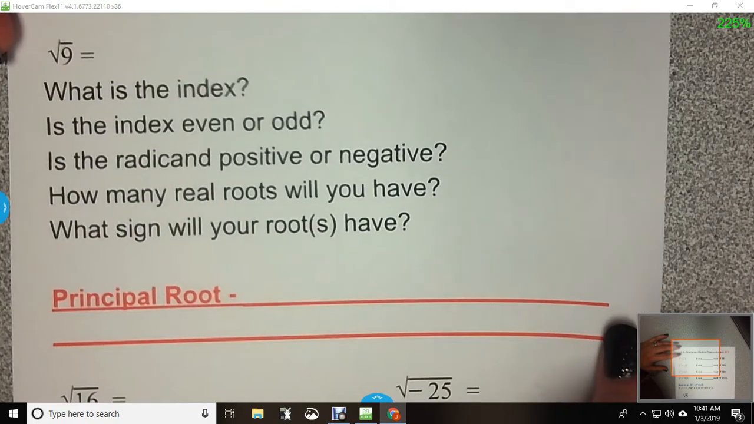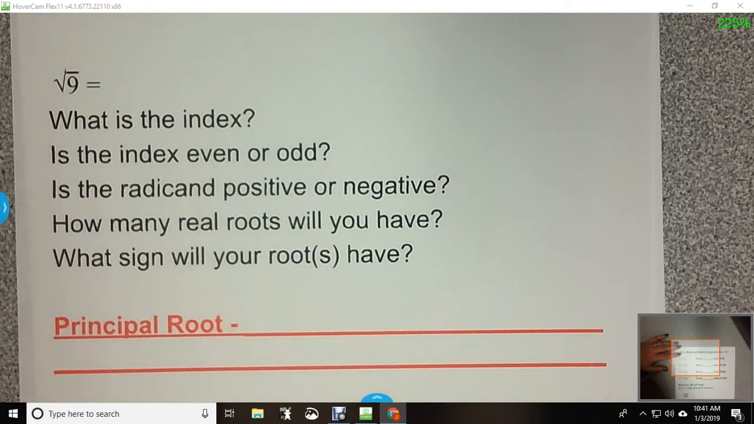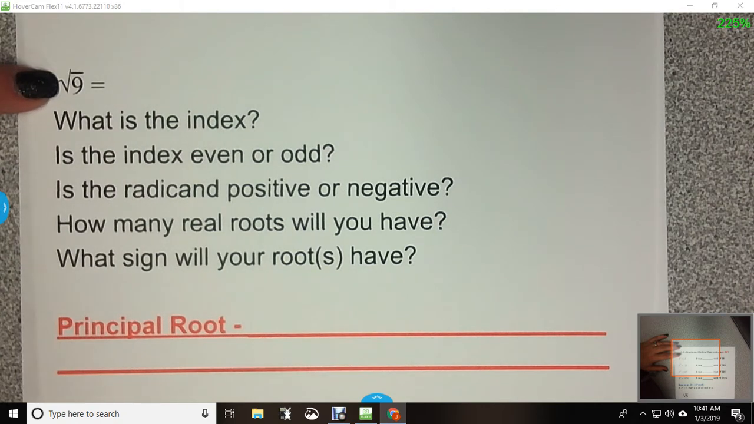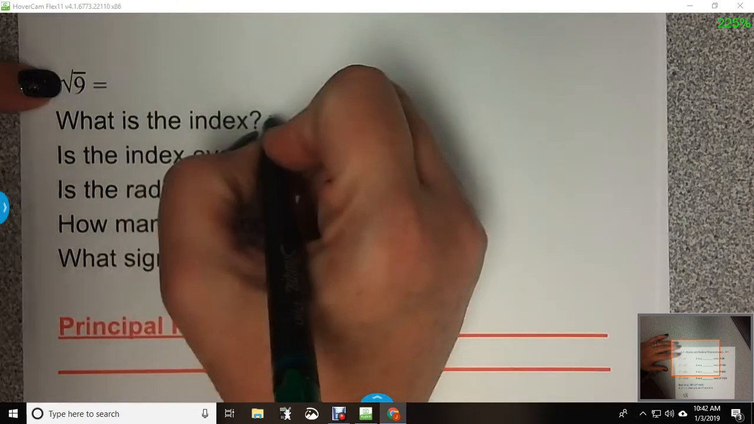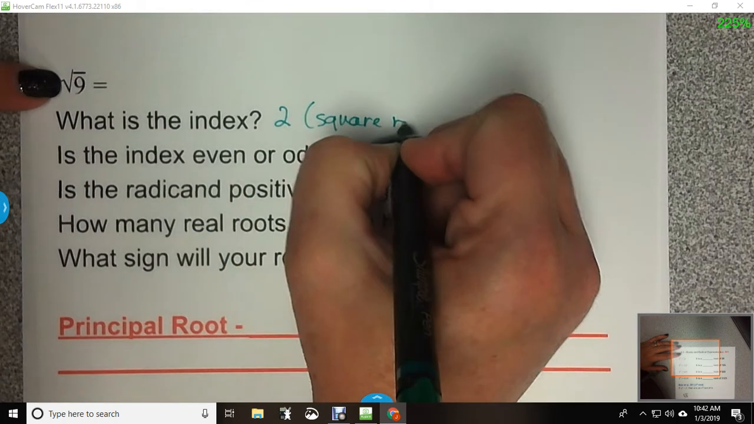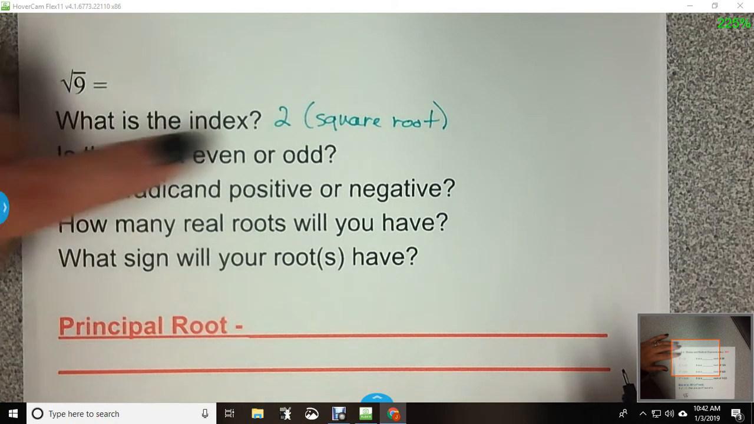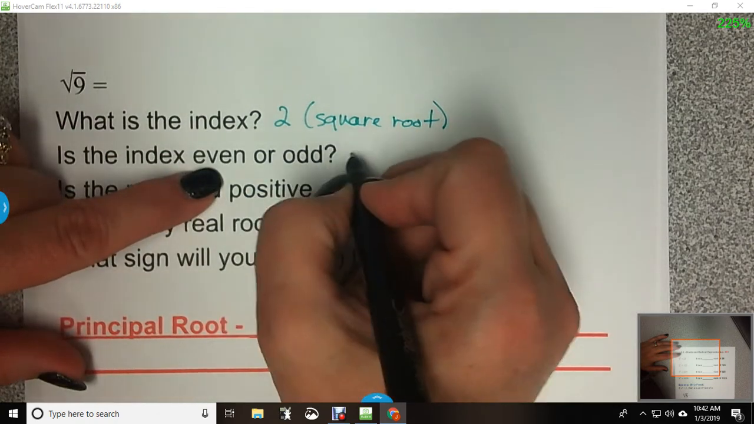Okay, we start out, our example is the square root of 9. A couple things just to get you used to the different terminologies that we're looking at. First thing I want to know is, what is the index? Well, remember, there's not anything written in that little check mark part. There's not an index given. So just a minute ago, I told you if there's not a number where the index belongs, it is a 2. That means it is a square root. Okay, so is the index even or odd? Well, 2 is an even number.